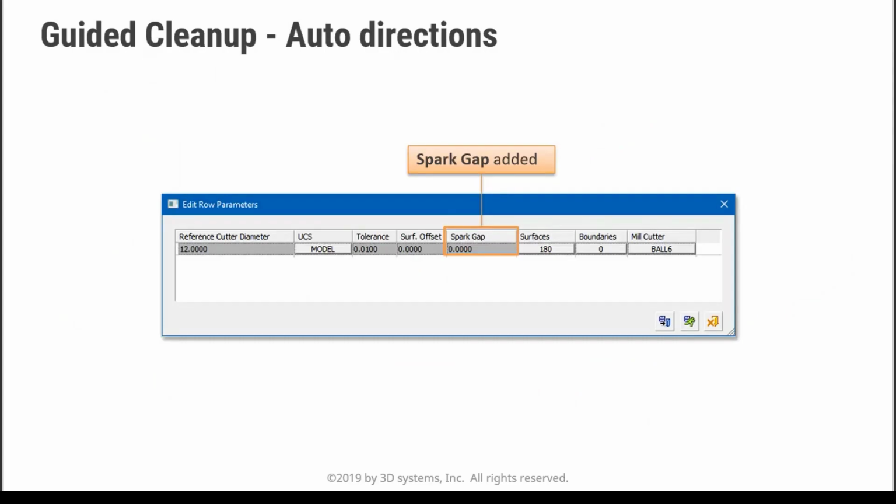Another improvement for version 15 in the edit row parameters is the new spark gap parameter. The actual surface offset is calculated as surface offset minus spark gap. Okay, so let's do a short demo of this new feature and then we will discuss the new improvements in cleanup procedures.